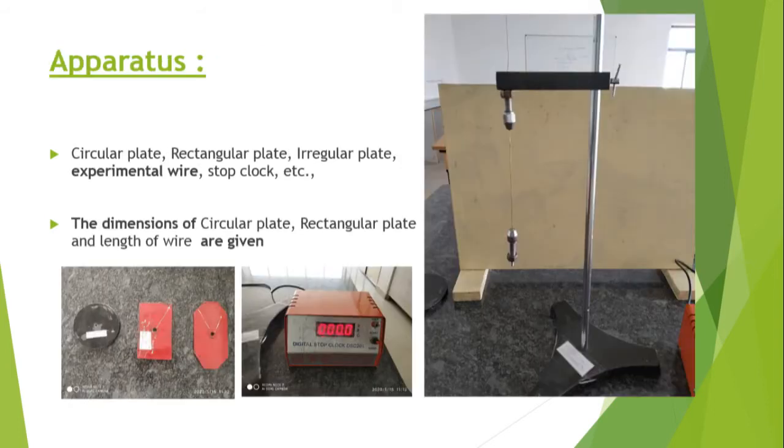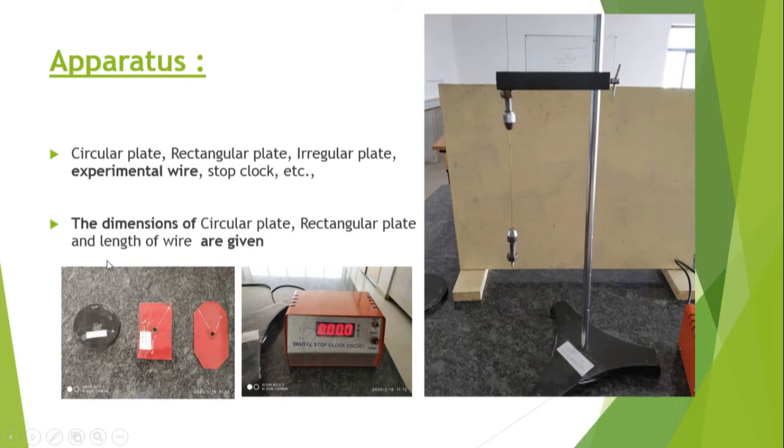Next are the apparatus required. You can see in the figures that the apparatus are a circular plate, a rectangular plate, and an irregular plate, called irregular because its dimensions cannot be defined by any formula. If you say it is an octagon, not all the angles are equal and not all the sides are equal, so it is an irregular object.